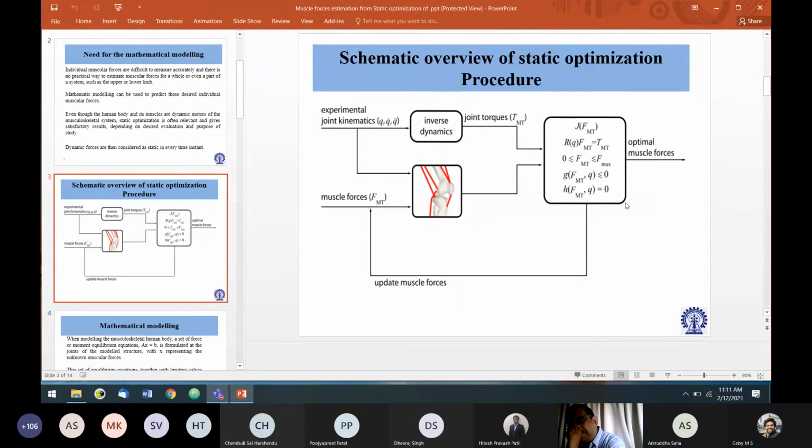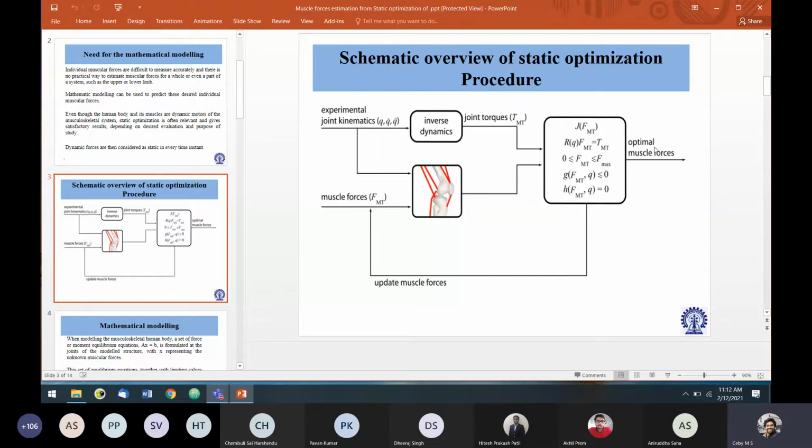Can you tell me what these things are? Optimization has these elements: the cost function or objective function, something like that. Can you tell me what the elements of an optimization problem are? Sir, JFMT is the cost function, and the rest are constraints. Constraints or something else? Constraints. Okay, constraints.